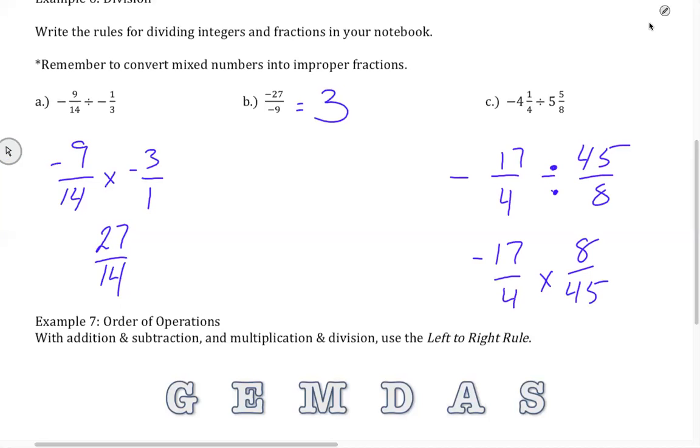And this is why I said to cross cancel. Not a 2. Oh no. One. There's my 2. So I would get negative 34 over 45. And that's where I'm going to stop for today. And that's how the cookie crumbles.